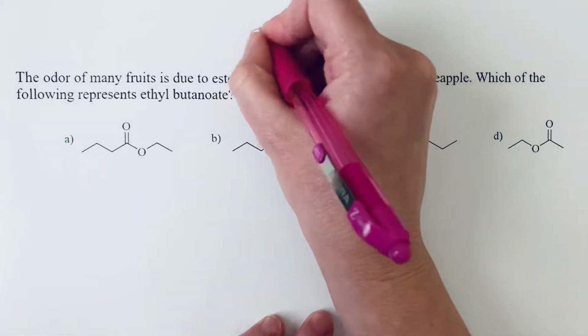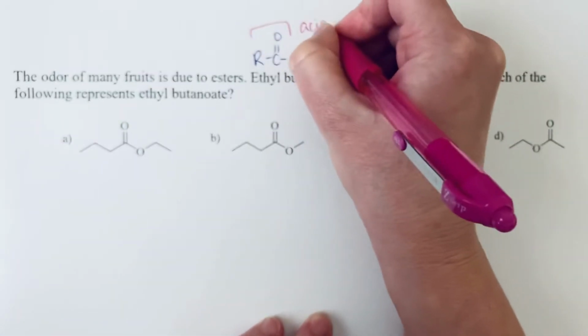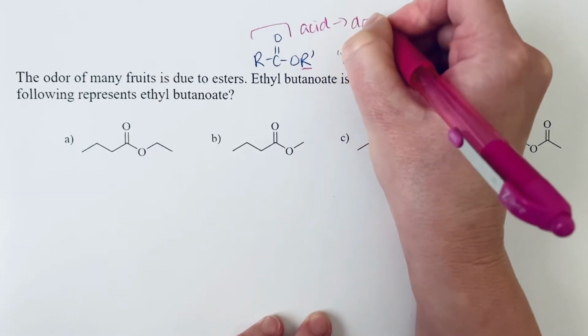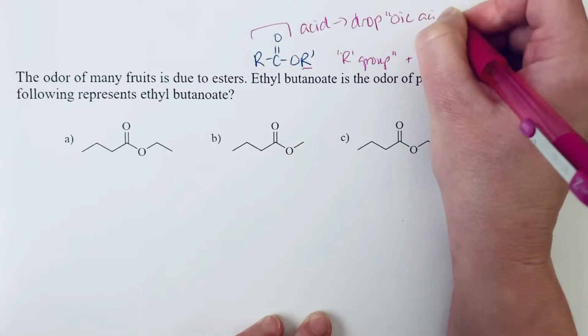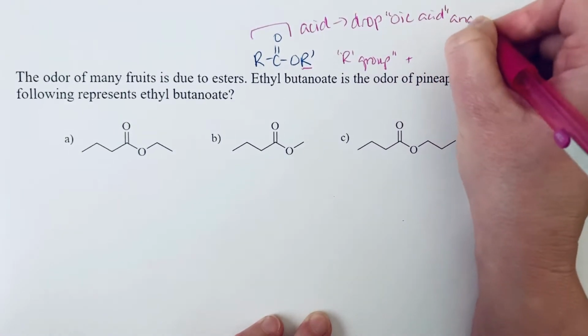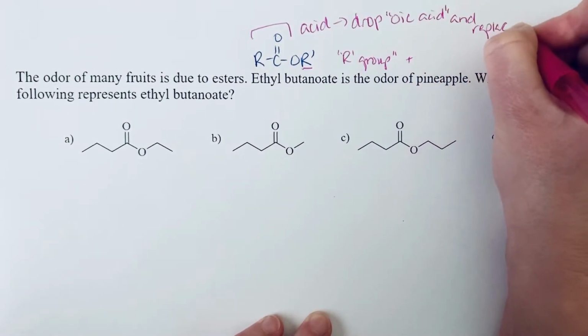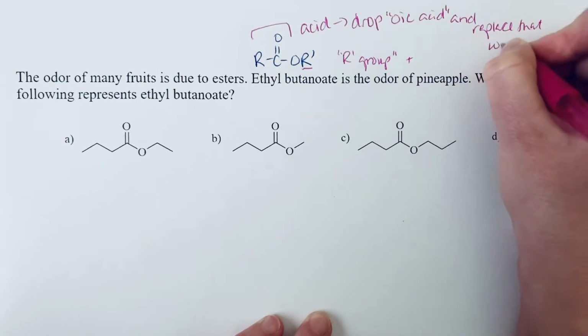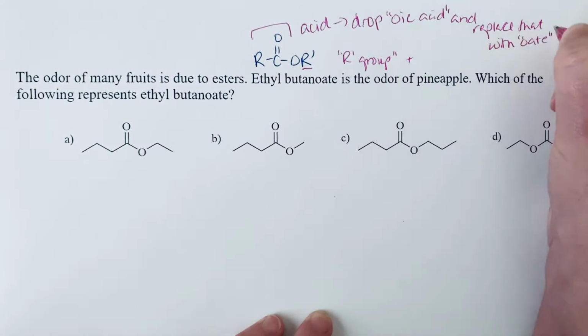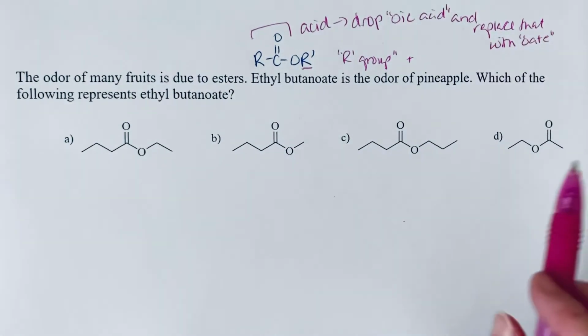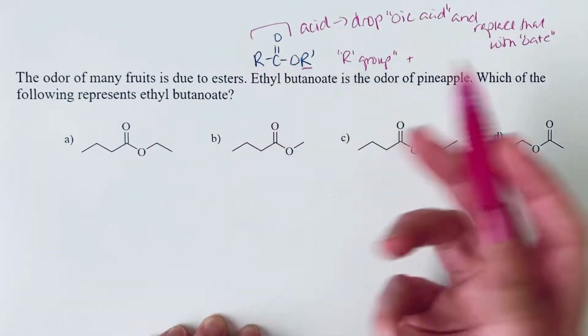So you take the name of the acid, you drop the oic acid, and replace that with oate. Right, so you name the R group first, and then you're basically naming the carboxylate.